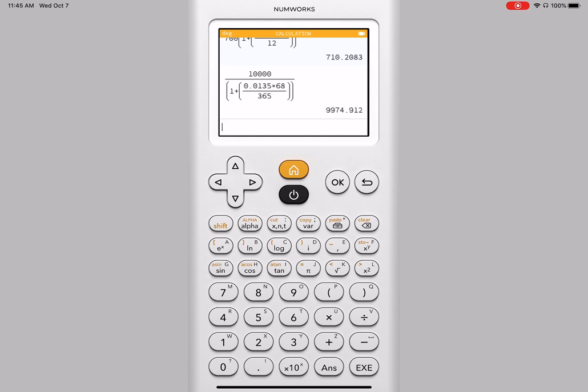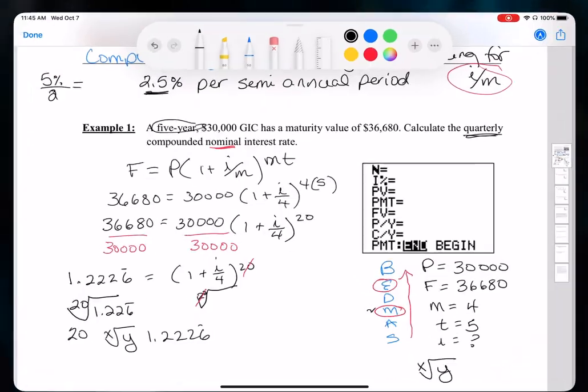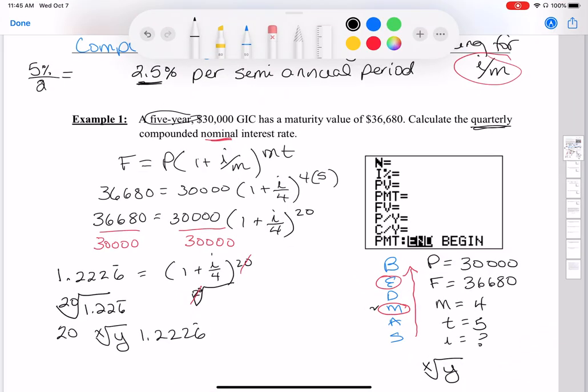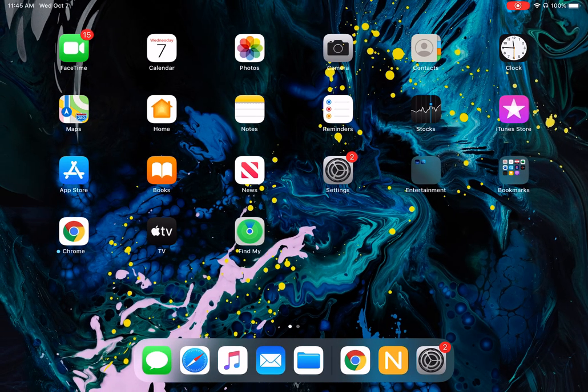All right, another option, if you're going to use the NumWorks calculator, is to raise your exponent to the reciprocal of whatever the power is. So you can use your X to the Y key or your exponent key and then take the reciprocal of 1 divided by 20. So those are your two options. On the NumWorks, it appears that we're going to have to use our exponent key. So what does that look like?